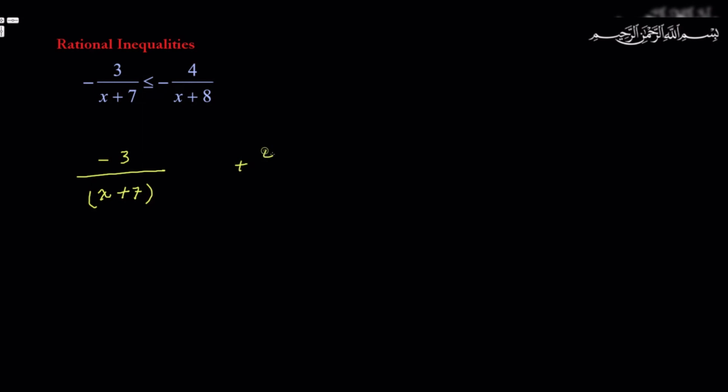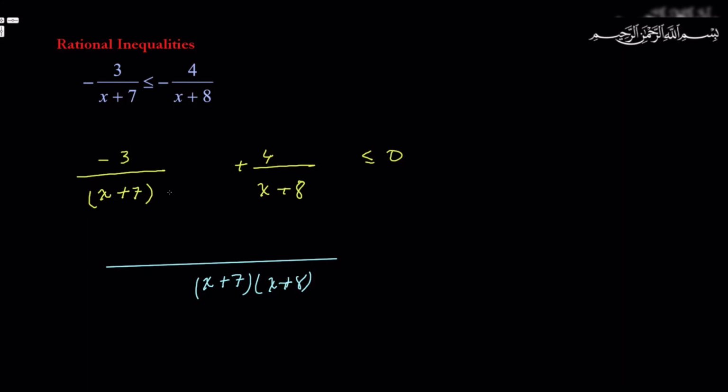And then I get 4 over x plus 8, because I just took the whole thing to the side, and less than or equal to 0 like this. Now I have 0 here, right? And I have everything else on this side. Then we have to combine these two. We have to get a common denominator, and that's easy peasy. It's x plus 7 and x plus 8. Then I have to multiply this one by x plus 8, and I have to multiply this one by x plus 7, and all of this has to be less than or equal to 0.